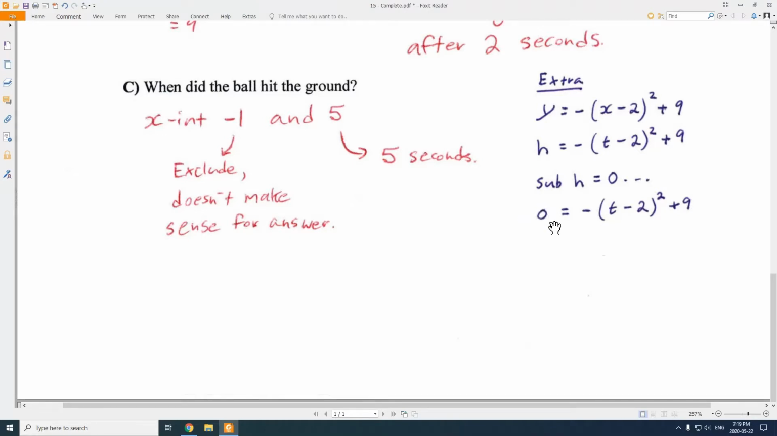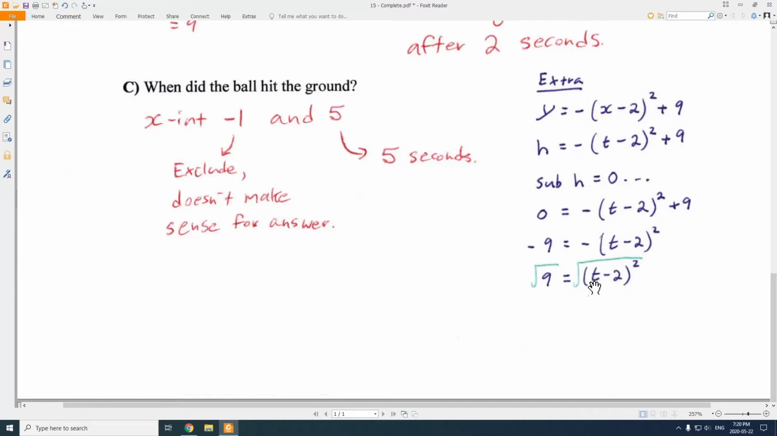Replace h with 0. Now, the nice thing about vertex form is you can actually rearrange it for t, or for x. Because of the square here, it actually is possible to rearrange it. Okay, we can solve this guy for t. We start by moving the 9 over. Subtract 9. Then we move this -1 over, right? Divide by -1. You can think of it that way. They cancel out. 9 equals t minus 2 squared.